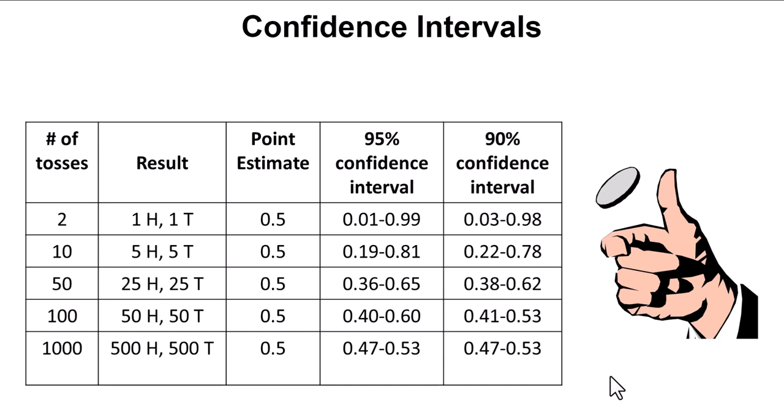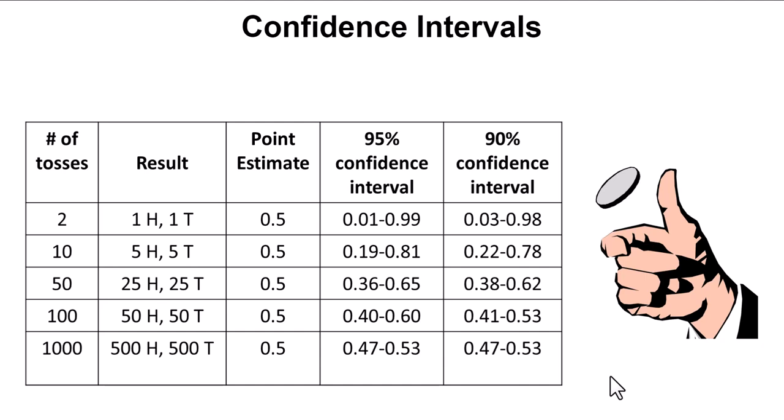Go on down to if you toss the coin 50 times. Well, in 50 times, you just happen to get 25 heads and 25 tails. Your point estimate is still 0.5, but since you've tossed the coin that many more times, you can be 95% confident if the number is between 0.36 and 0.65. Now you can be 90% confident that the real point estimate is between the values of 0.38 and 0.62.